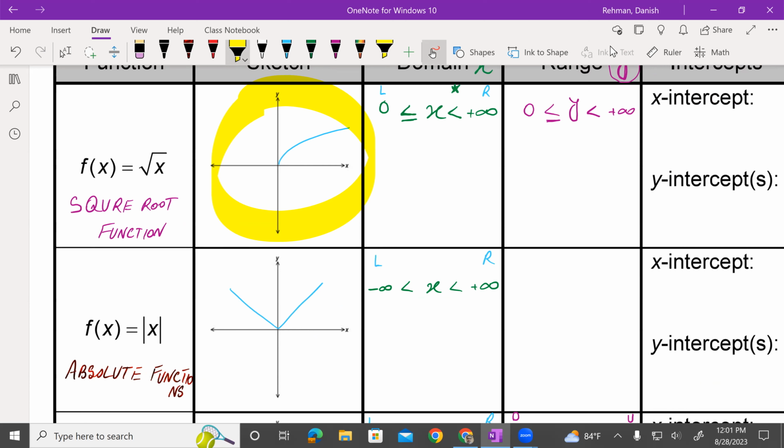What are the key features? The key features for this, its domain is always all positive real numbers. Okay, it doesn't exist on this left-hand side, it just exists on the right-hand side. So its domain is all positive real numbers. Its range is again all positive real numbers.